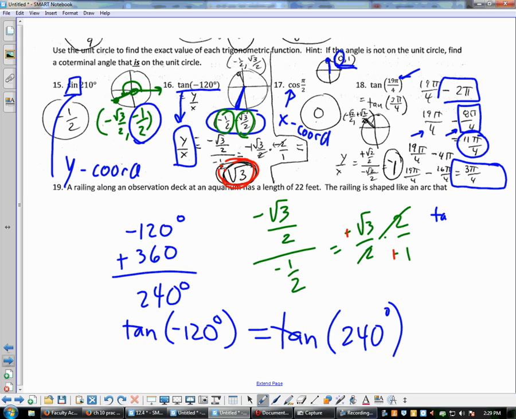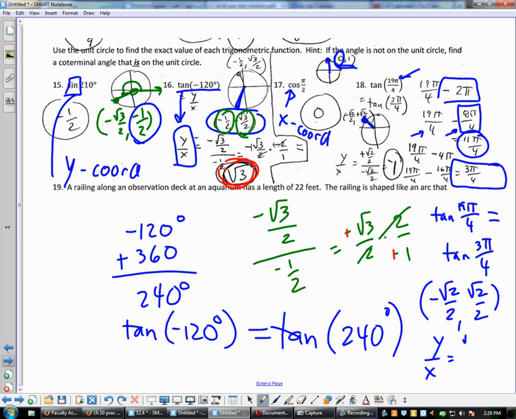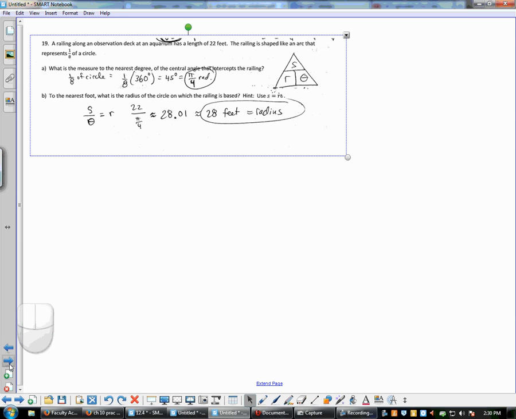Bottom line is that the tangent of 19 pi over 4 is equal to the tangent of 3 pi over 4. 3 pi over 4 is found here on your unit circle, where the ordered pair is negative square root of 2 over 2, comma, positive square root of 2 over 2. Remember, I want the y over the x, so that's square root of 2 over 2 over a negative square root of 2 over 2, which turns out to equal negative 1. Let's look at the next problem.